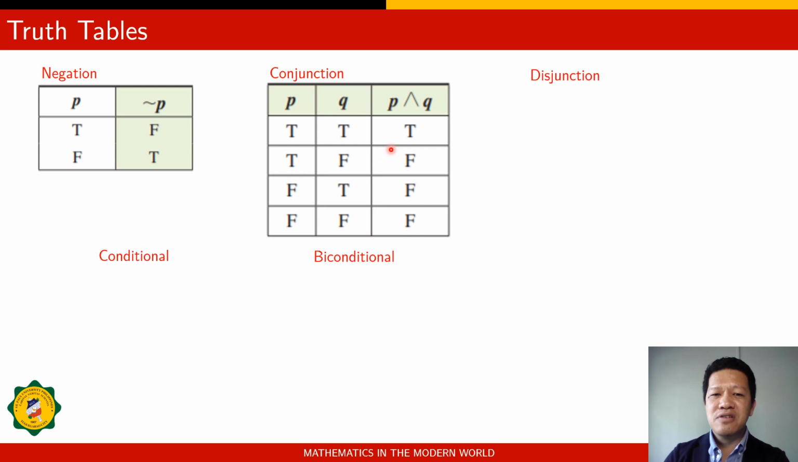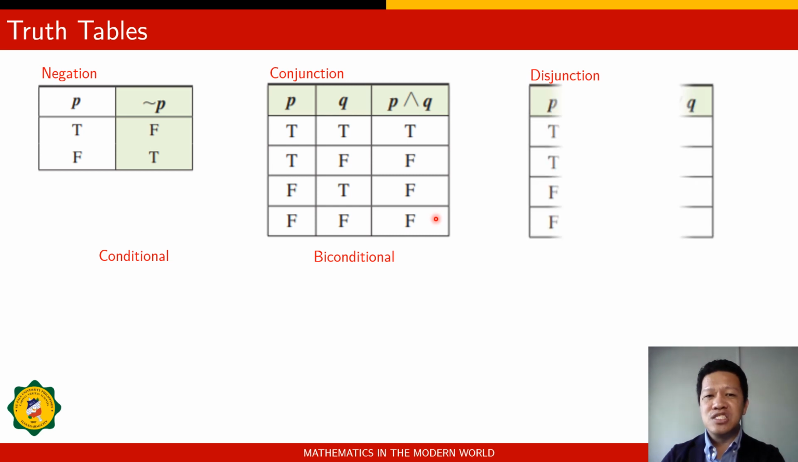So as you can see for the conjunction, there's only one possibility that it will be true: if both statements are true. For all other combinations of the truth values of P and Q, the conjunction will be false. So it's only true if both statements are true. That's for conjunction. Let's proceed to disjunction.